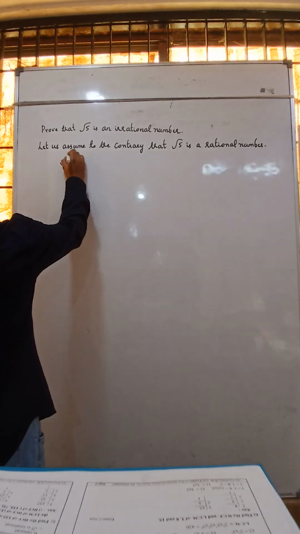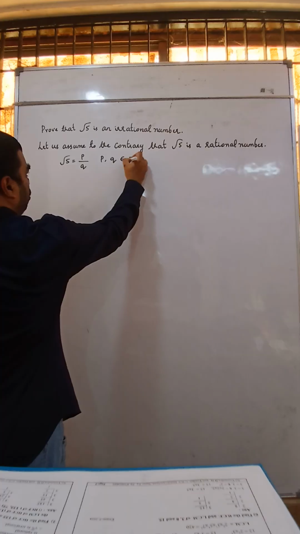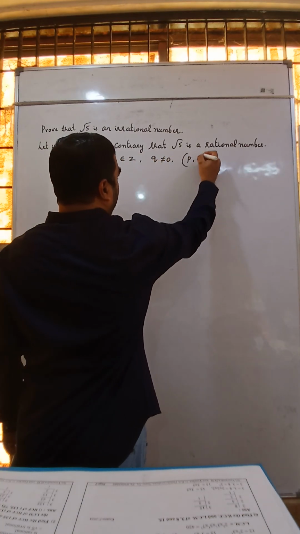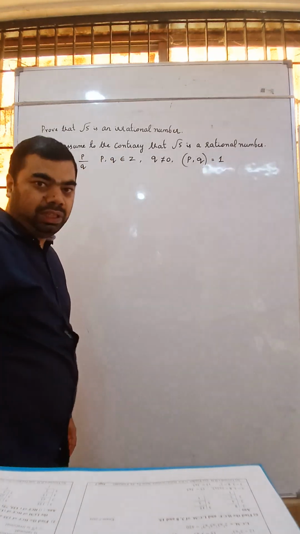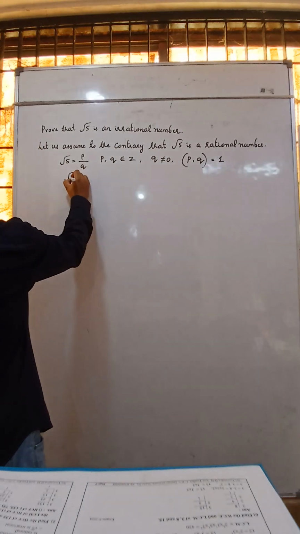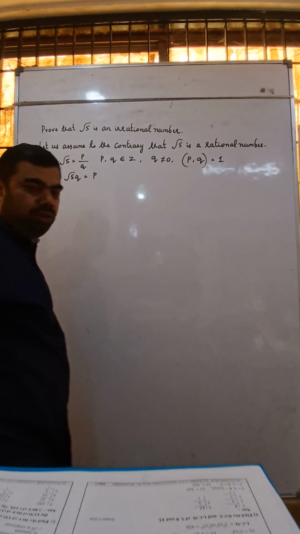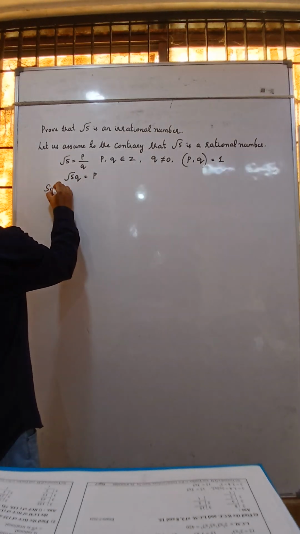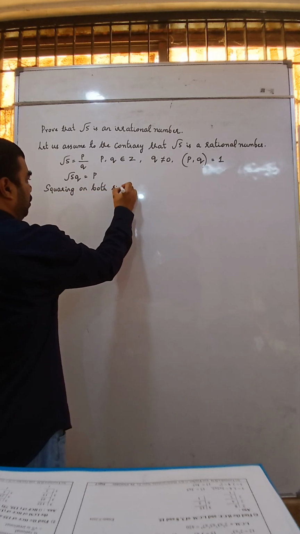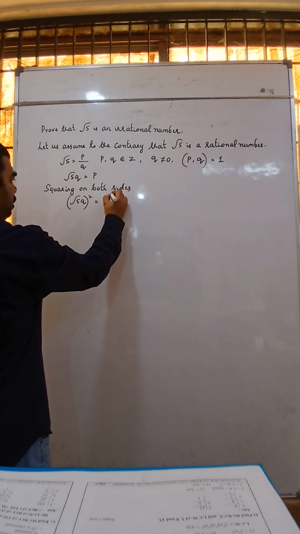So we can write root 5 as p by q, where p and q belong to integers and q not equal to 0, and the HCF of p and q will be 1, where it is defined that p and q are co-prime numbers. So if you cross multiply, you can write it as root 5 into q equals p. Now to remove the root, you just do the squaring on both sides. So if you do that, root 5 q whole square equals p square.